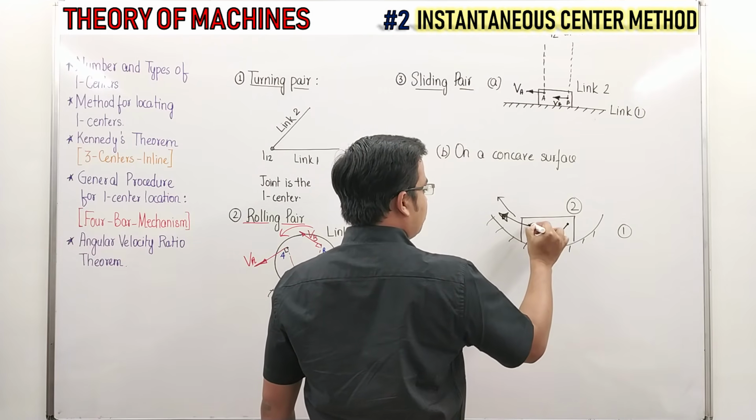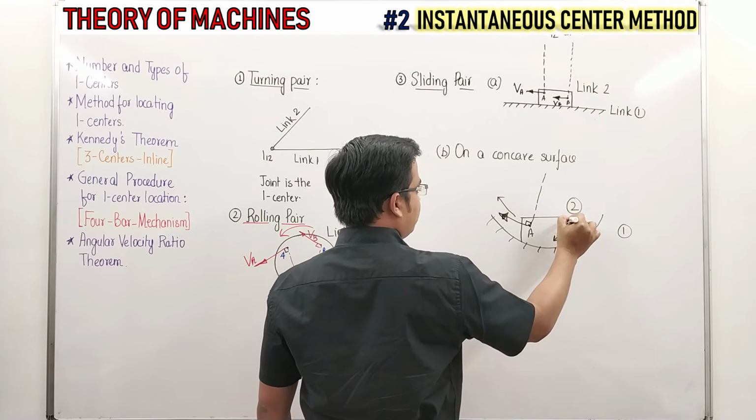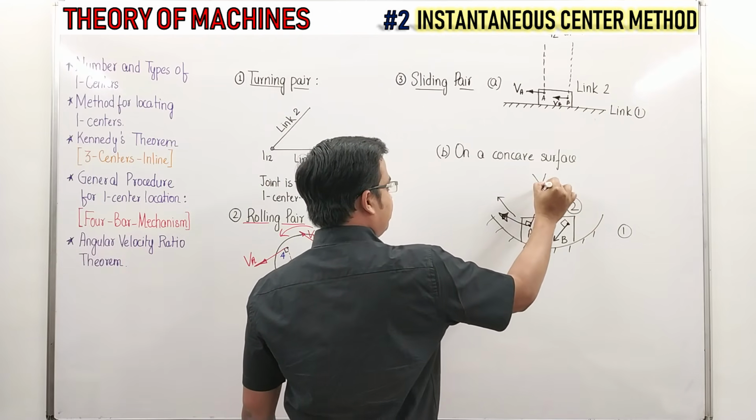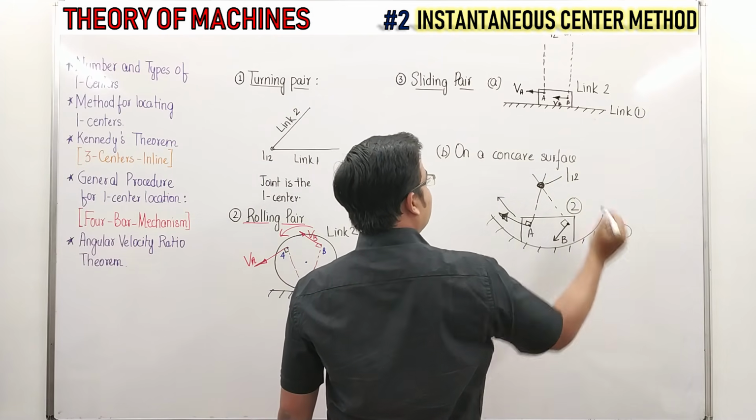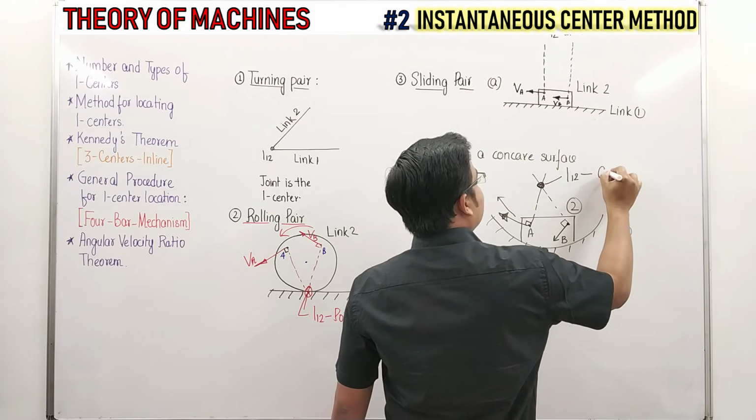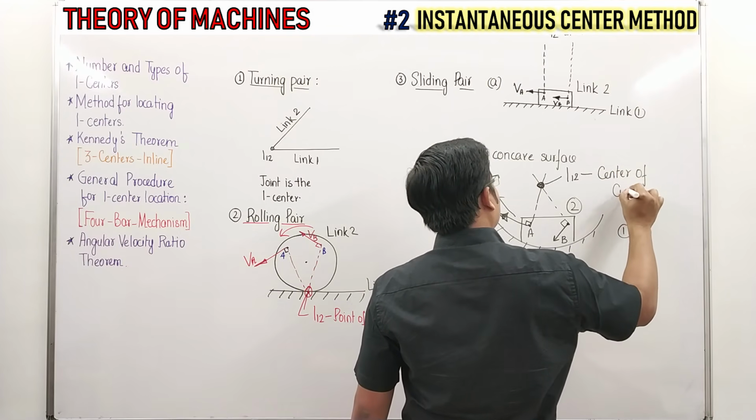If you just try to make lines perpendicular to these directions of velocities from here also, perpendicular to the direction of velocities, they're going to intersect somewhere. This is I center 1, 2, and this basically is the center of curvature.